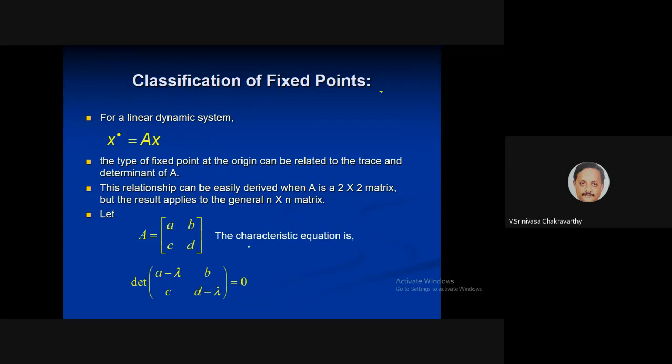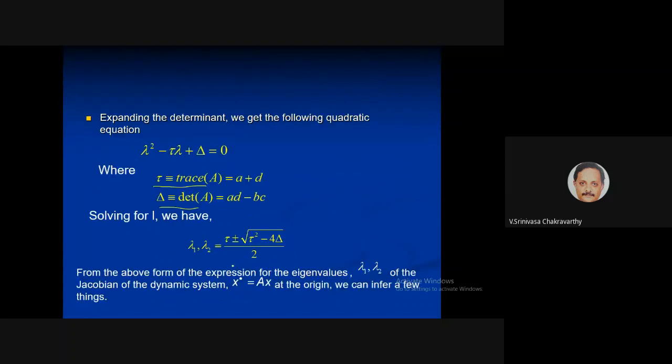So take the determinant of A minus lambda I, and set it to 0. That gives you this, and if you solve it, you get the equation lambda squared minus tau lambda plus delta is equal to 0, where I'm defining two quantities, tau and delta. Tau is A plus D, and delta is AD minus BC. You can recognize that AD minus BC is the determinant of the matrix, and A plus D is the trace, the sum of the diagonal terms of the matrix.